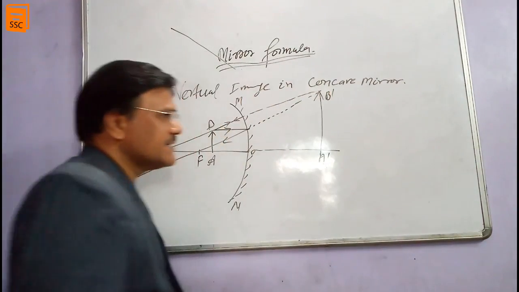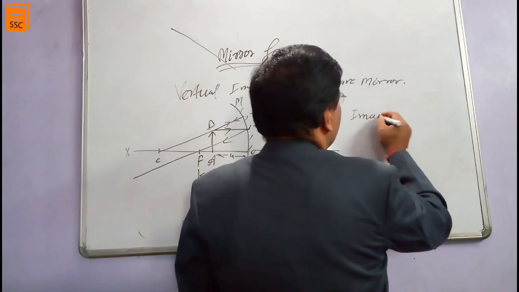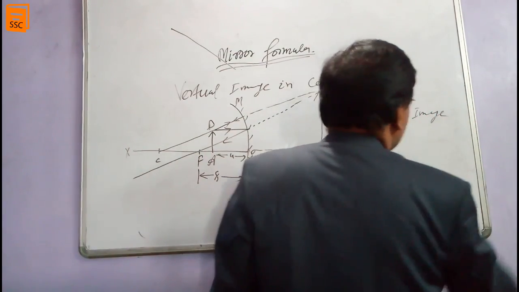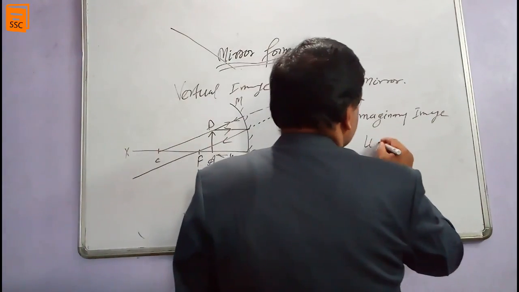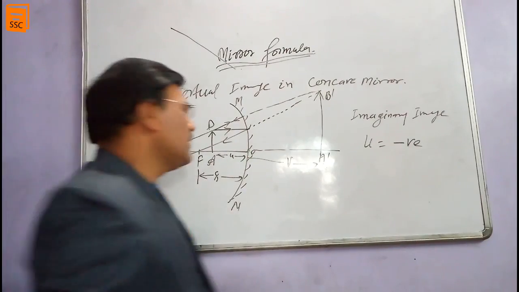What we have in this case, now consider what is F. This one is F. What is U? This one is U. All the distances are considered from O, and this one is V. So in the case of a concave mirror, in the case of an imaginary image, imaginary image means virtual image. The second name of virtual image is imaginary image. U is considered negative. Anywhere, whatever the case, U is always negative.